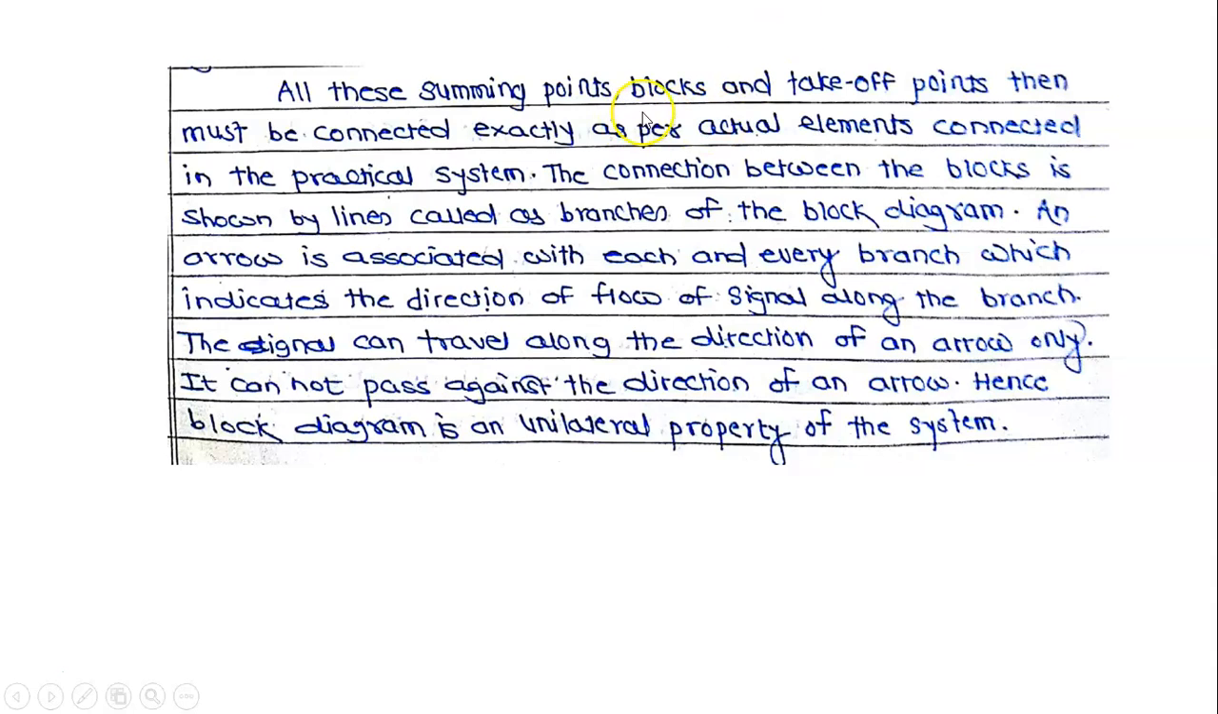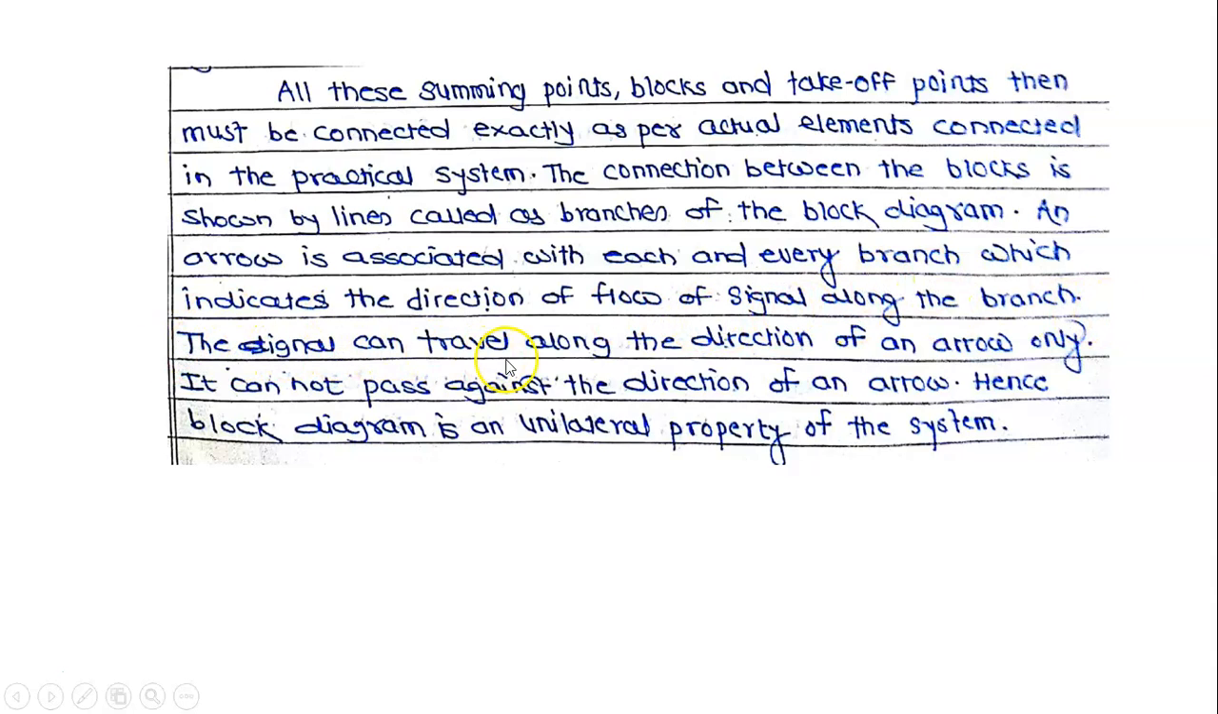All these summing points, blocks, and takeoff points must be connected exactly as per the actual elements connected in the practical system. The connection between the blocks is shown by lines called branches of the block diagram. An arrow is associated with each and every branch, which indicates the direction of flow of signal along the branch.